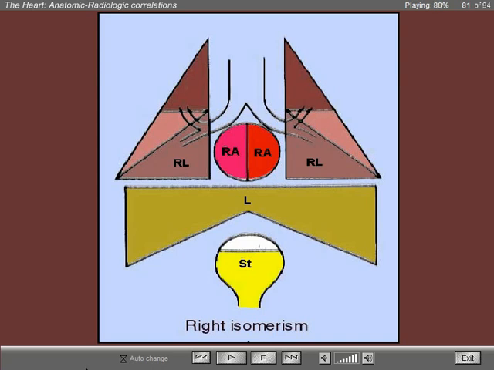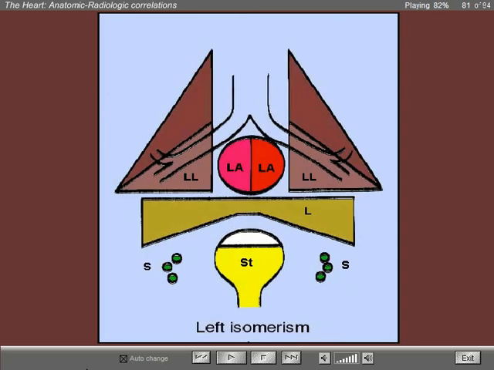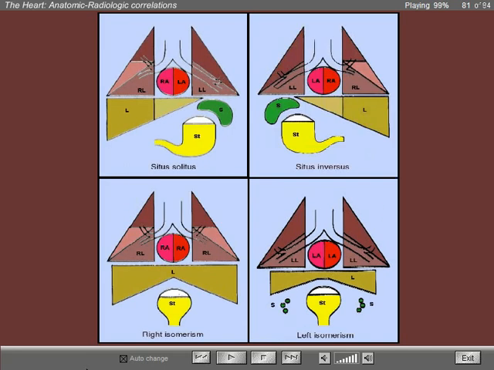When there is a levoisomerism, the two lungs are bilobed, and the left atrium is symmetrically located with the liver and stomach appearing also in the midline. In this situation, we can see splenunculi, which are multiple pieces of spleen scattered in the abdomen.